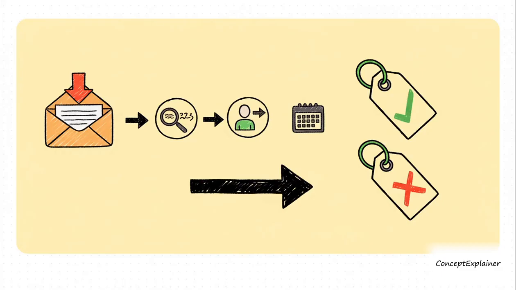Now, when we talk about this data, there are 2 really important parts you need to know: features and labels. Features are basically the clues, the input. For our spam filter, that's stuff like who sent the email or certain words inside it. Then you have the labels. That's the answer, the thing you want to predict. In our case, that's the simple tag, spam or not spam. You absolutely need both to get the job done.